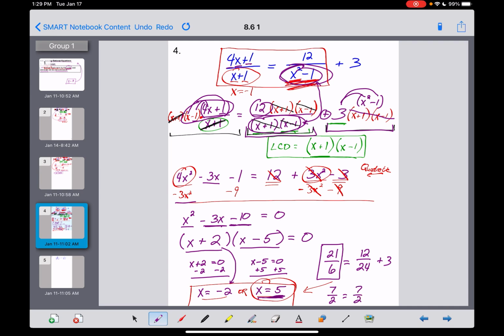So the fact that we ended up with a true statement tells me that x equals 5 is a valid solution. I'm going to ask you guys to trust me here. The same thing would happen with x is equal to negative 2. So that's a more complicated example than the first two that we did.